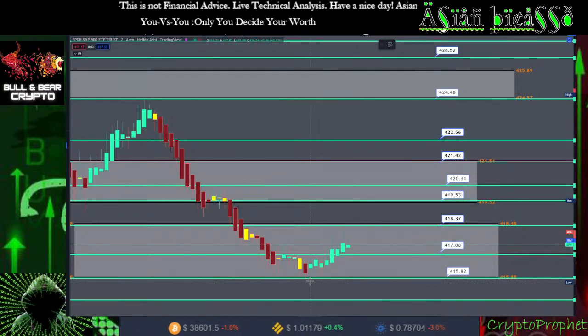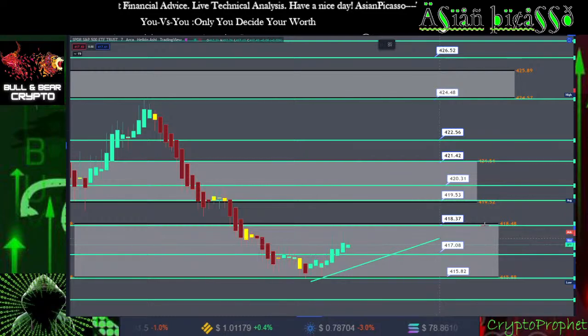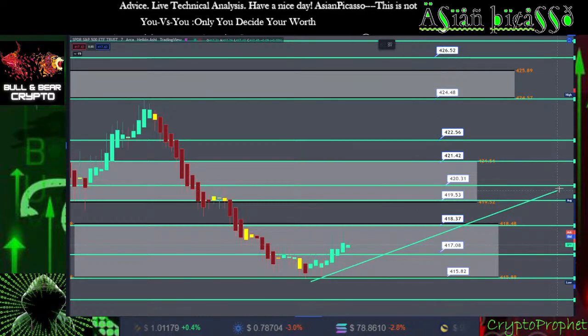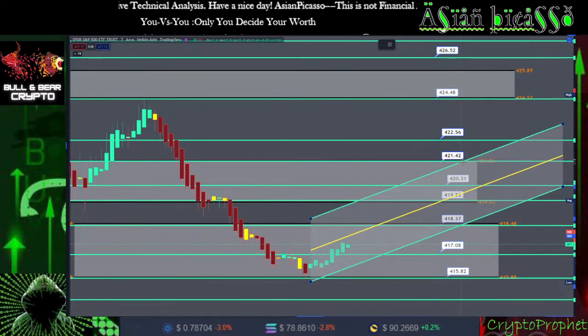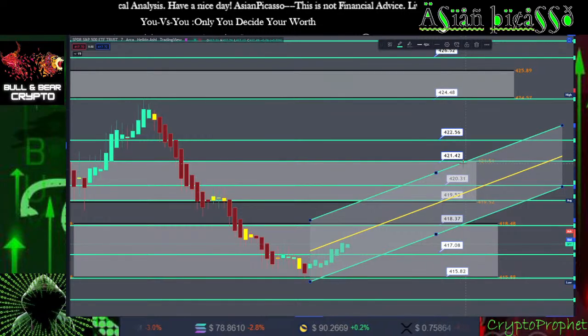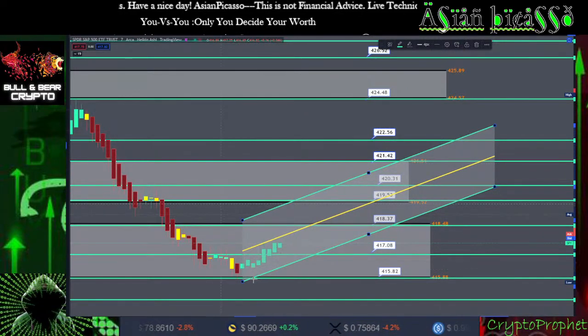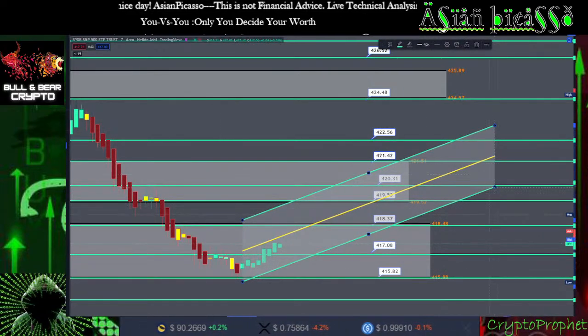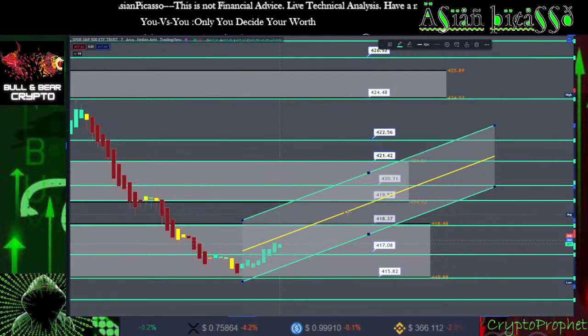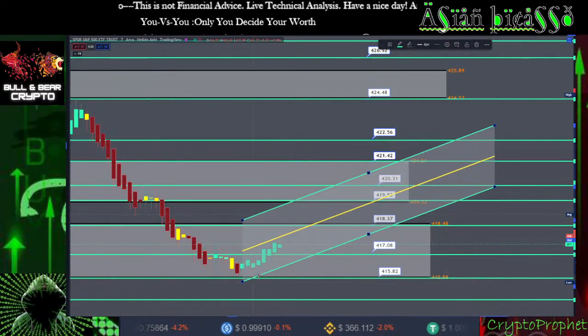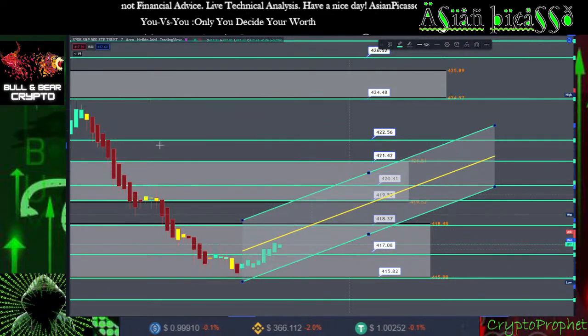So now that we found this base, we'll create a channel to our target zone, to the next level in this accumulation zone. So as long as you hold this line right here, this is your support trend line. This is your midline resistance to hit any tops along this way.